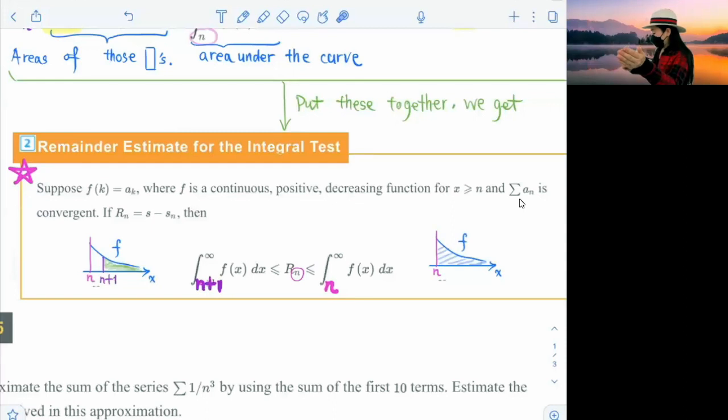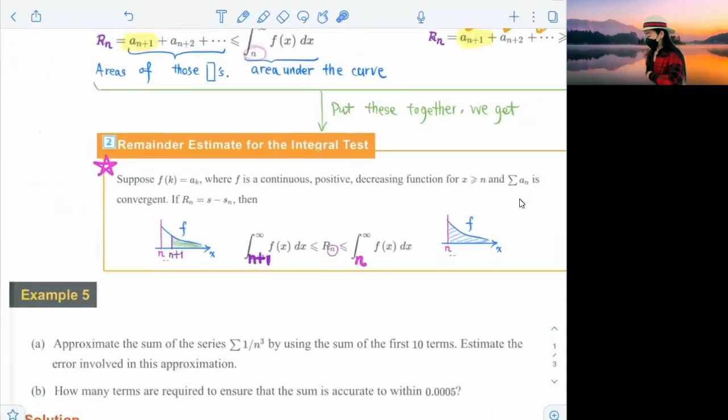This one that starts from n is actually bigger, right? Think about the area under the curve from n on. This integral here is actually smaller than this integral. The one that starts from n plus 1 on is this green one, right? So the remainder R_n is bounded by these two integrals. This one starts from n, this one starts from n plus 1. This holds if the function is continuous, positive and decreasing from n on.